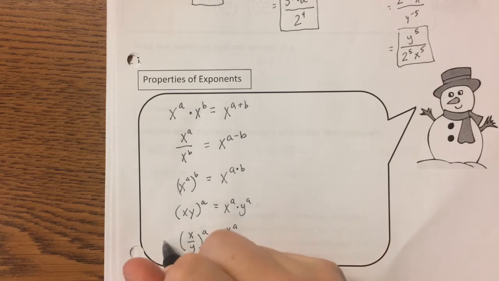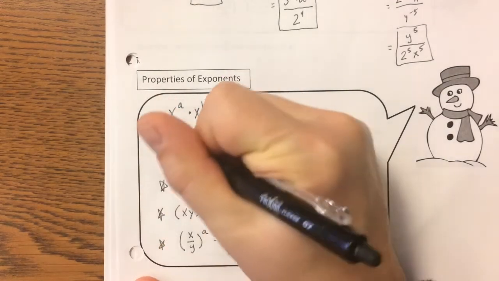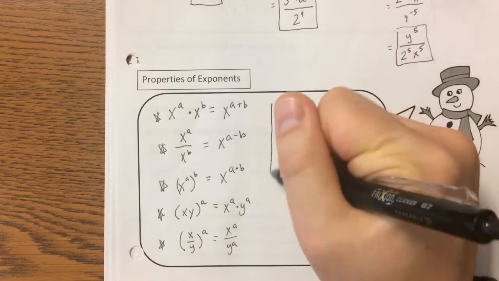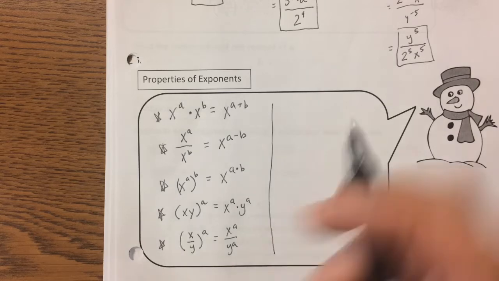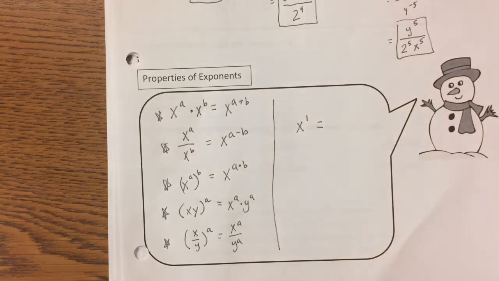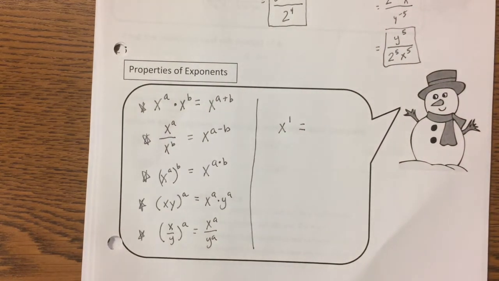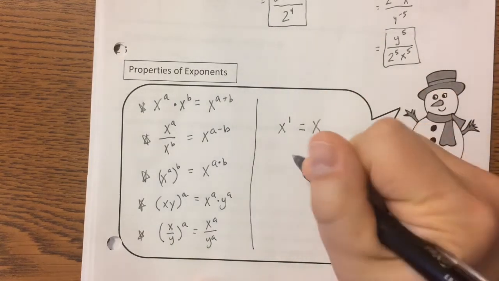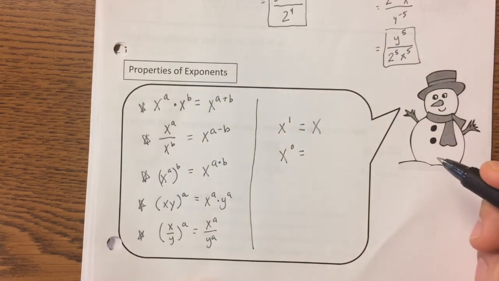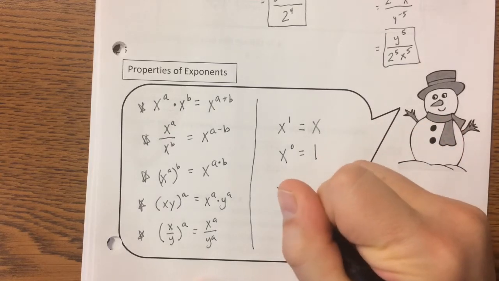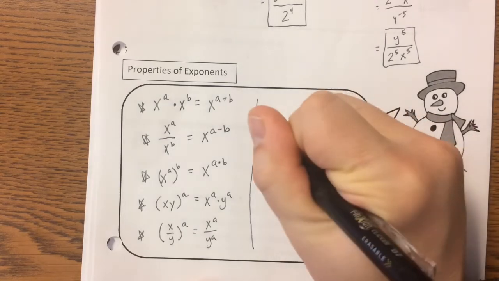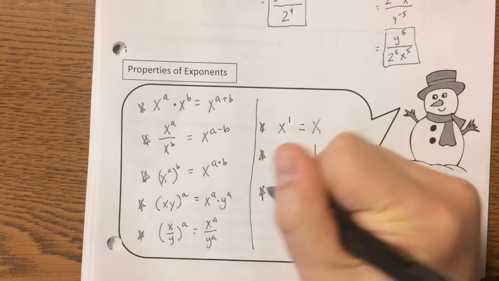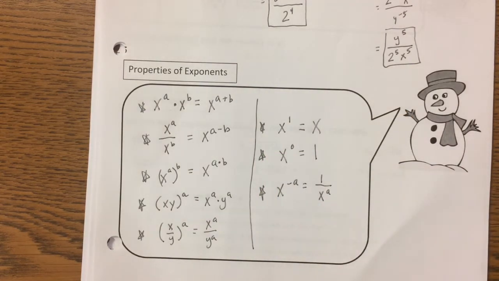So those are the 5 properties from today. But we've got a little bit of extra space in this bubble. Why don't we throw in the properties from last time so we can have them all in one nice place? Like what's x to the first power? X. What's x to the 0th power? 1. X to the negative a power is 1 over x to the a. So these are 7 properties. Or no, I can't count. 8 properties. Wow, that's a lot.